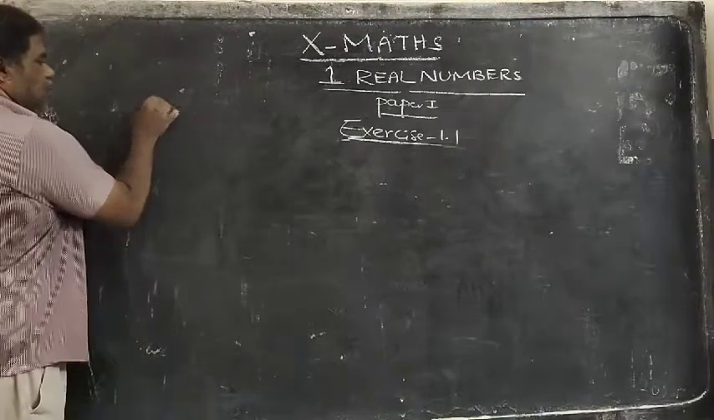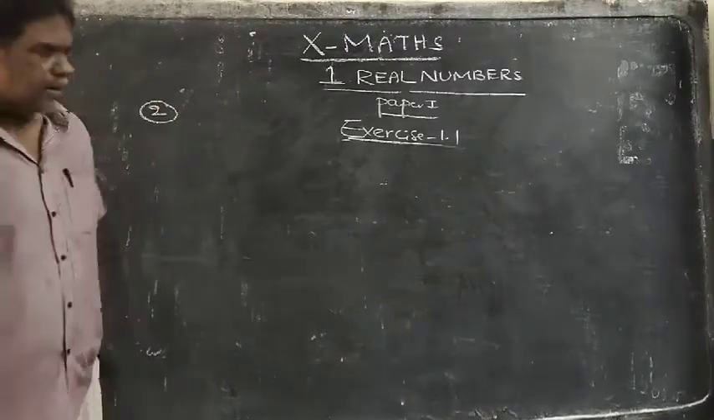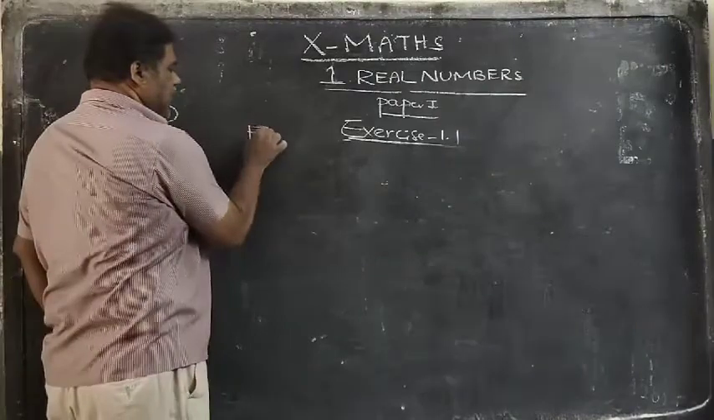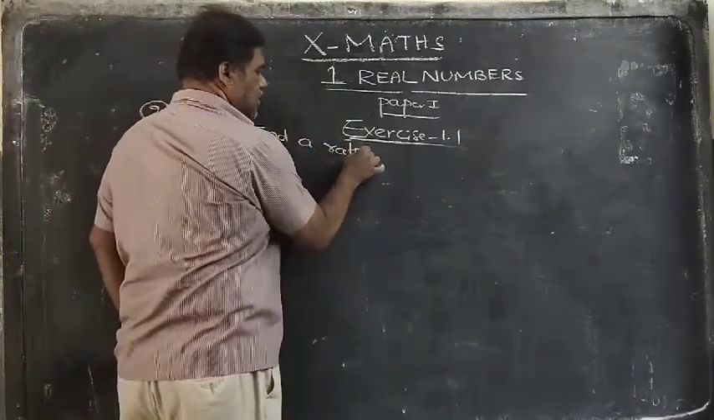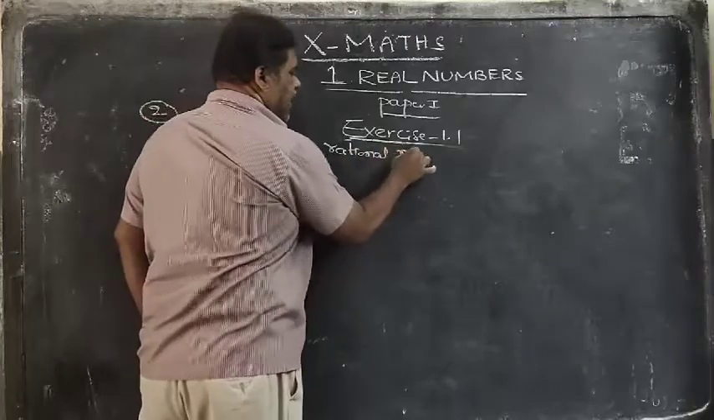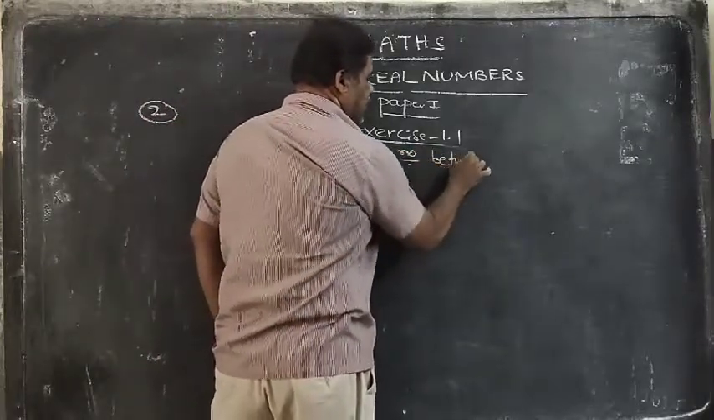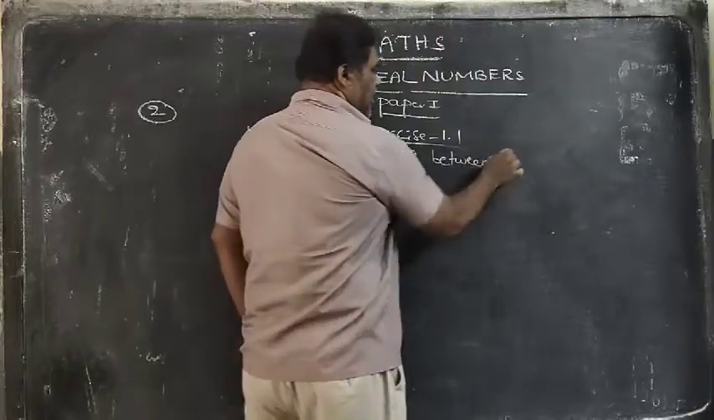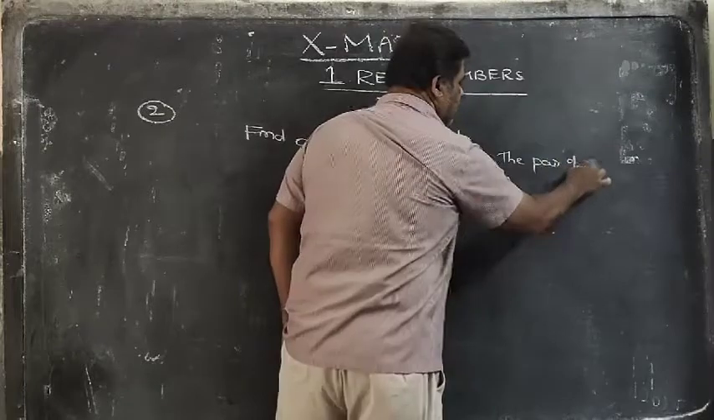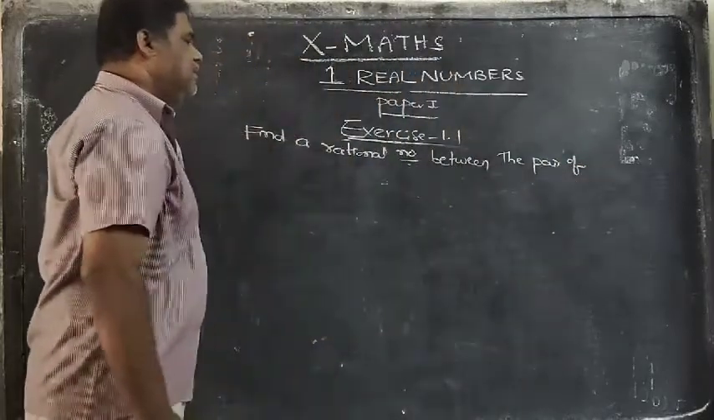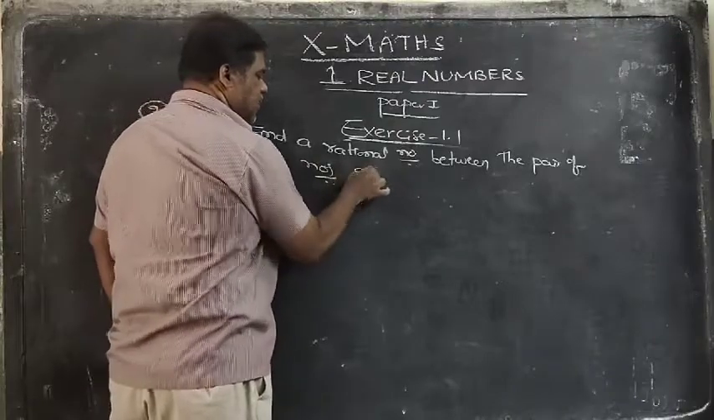Right, question number 2. Find a rational number between the pair of numbers given below.